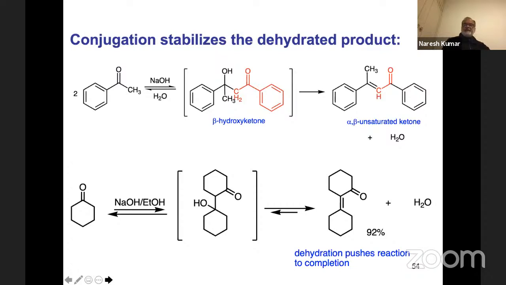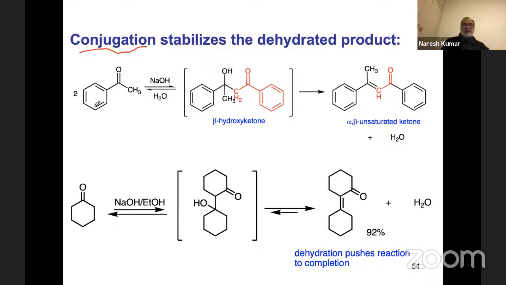And the key driving force for this reaction is the conjugation. This reaction can happen with a variety of carbonyl compounds. It's not limited to just simple aldehydes and ketones, which we looked at. We looked at acetaldehyde and acetone, and we found that the reaction happened.